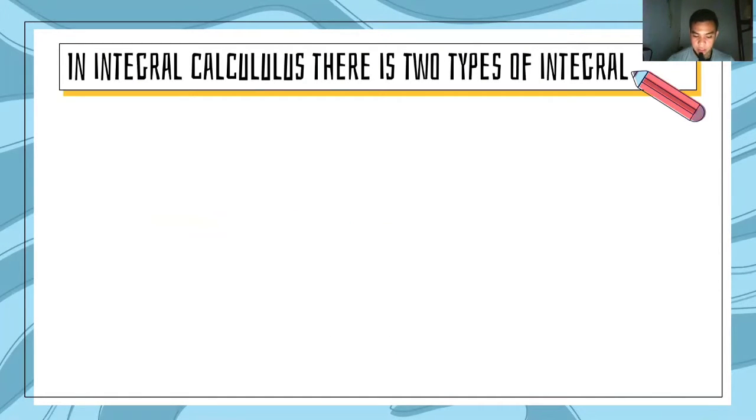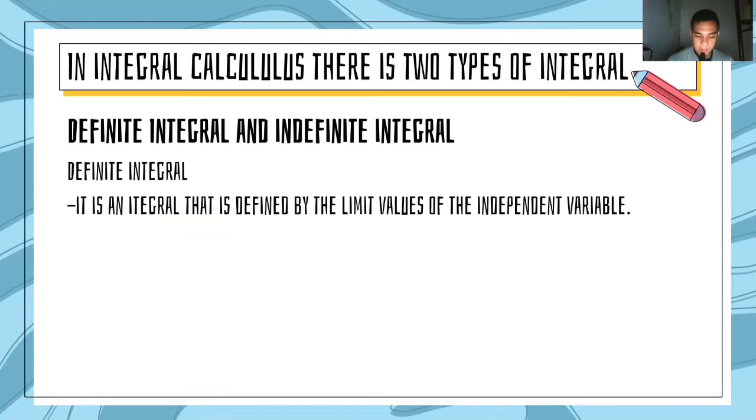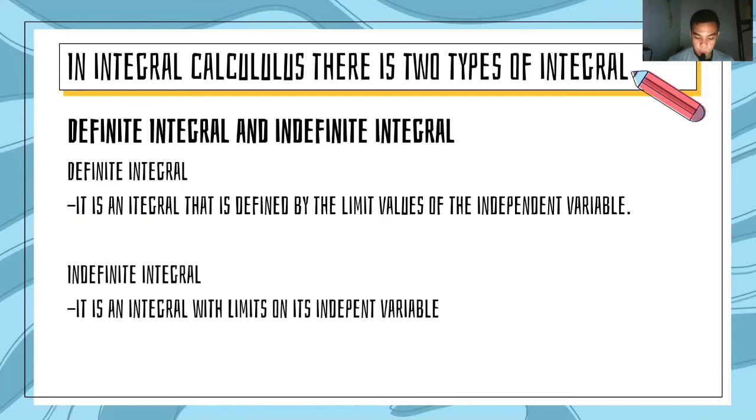But first, in integral calculus, we have two types of integral: the definite integral and the indefinite integral. The definite integral is the integral that is defined by the limit values of an independent variable. Basically, this is an integral that has an upper limit and a lower limit, while the indefinite integral is the integral with no limits on its independent variable.